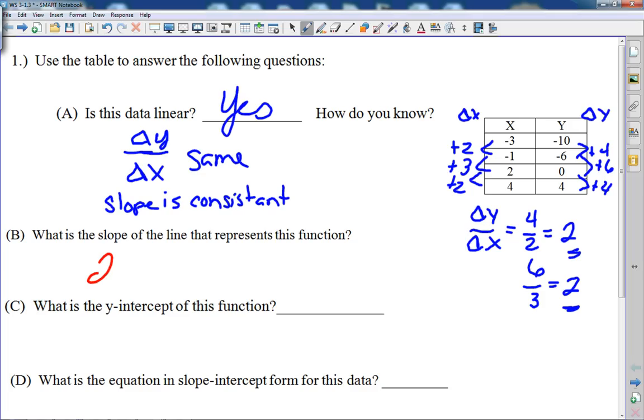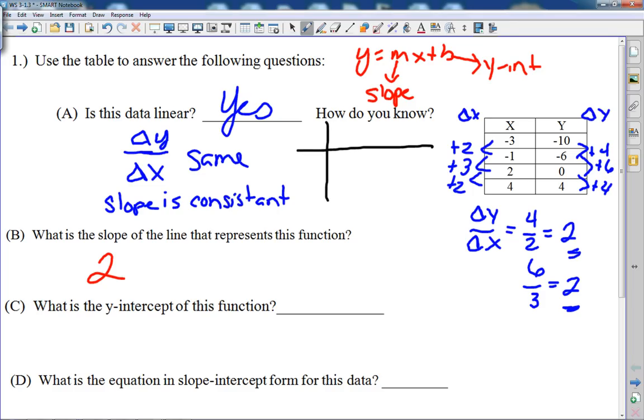What is the slope of the line that represents this function? The slope is 2. Please remember we have y equals mx plus b, that's what we talked about yesterday. M is the slope. B is the y-intercept. Okay, so the slope is 2. The y-intercept of this function, well, we're going to have to make our table here and find it out. You can pick any one you want. I'm going to go ahead and use 2, 0. Do I have to use those? No, I'm just picking any points.